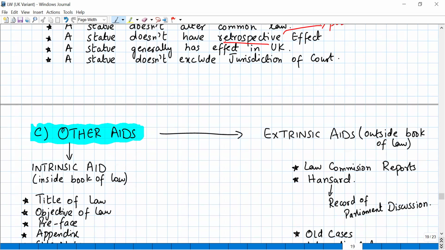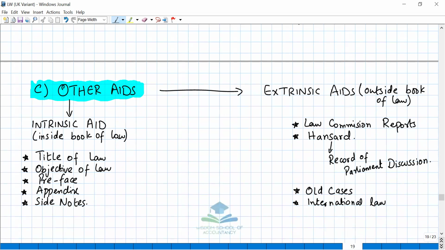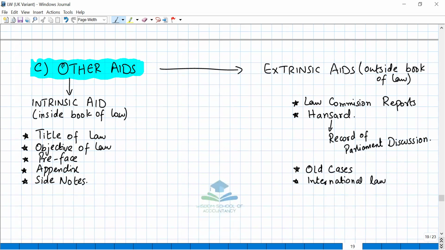And the last aid is the other aids. There are other kinds of help. One is intrinsic aid and the second one is extrinsic aid. Intrinsic aid means inside the book of the law. For example, when a law is created, it is like a small booklet. Anything that is inside that booklet is known as intrinsic aid. And anything that is outside the booklet, like general magazines, is considered extrinsic aid.